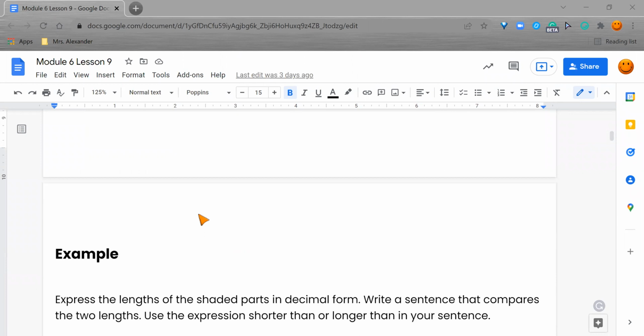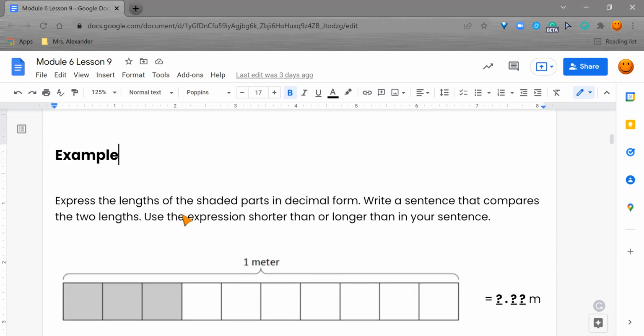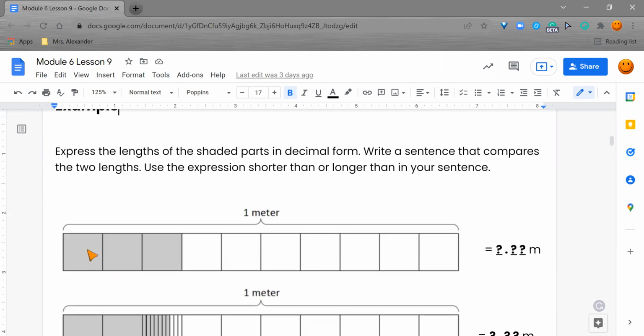Here is our example. It says, express the lengths of the shaded parts in decimal form. Write a sentence that compares the two lengths. Use the expression shorter than or larger than in your sentence. So the first thing I'm going to do is count my boxes. 1, 2, 3, 4, 5, 6, 7, 8, 9, 10. So I have 10 boxes, and I don't have them all filled in, so it's not a full meter. I only have 3 filled in.